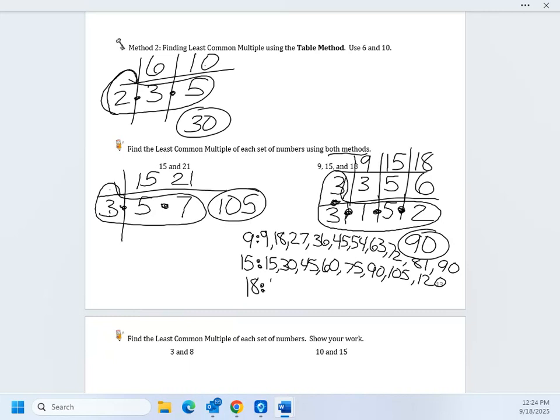I know 18, 36, what's 36 plus 18? 54. 54, what is it? 72. Keep going for me, 90? Oh, 108. Give me one more. 126. Thank you. All right. What numbers do they all have in common? Grace?